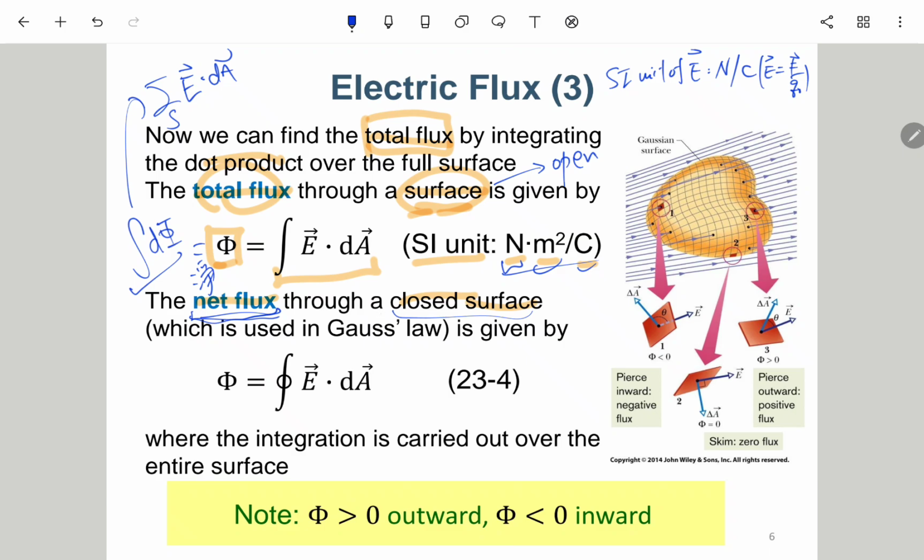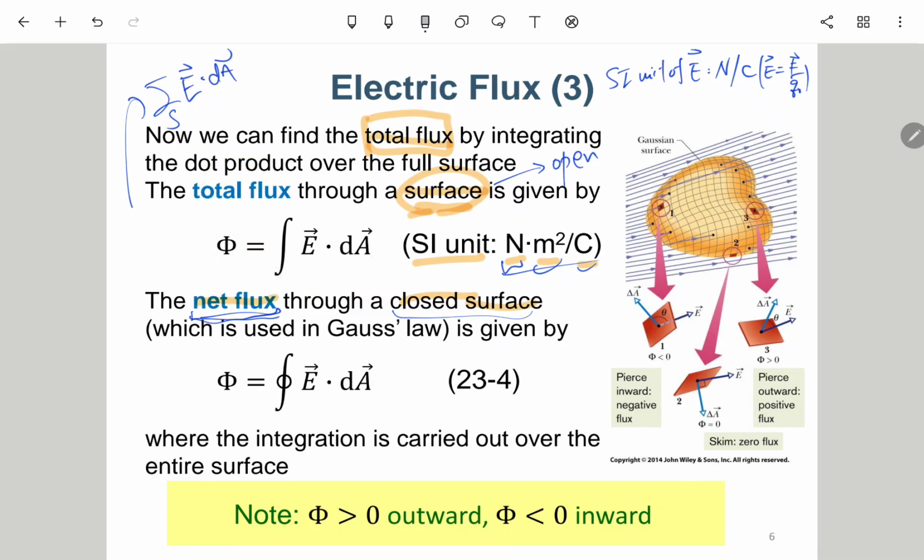It is used in Gauss's law. In this textbook, it uses Gaussian surface all the way, but actually the Gaussian surface and closed surface mean the same thing. When you just look at the definition, these two definitions are very, very similar. So maybe I just erase some of it.